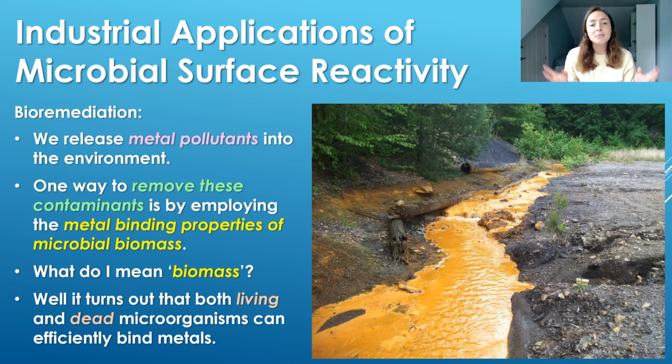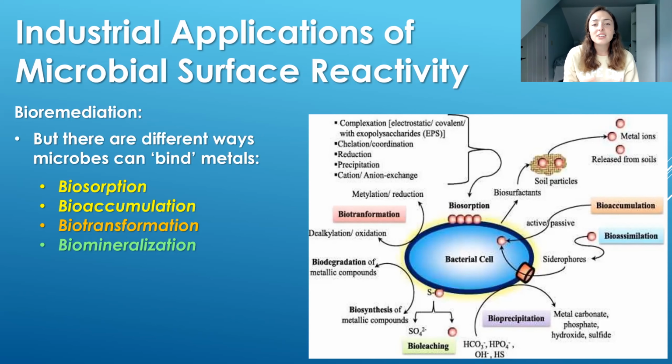But what do I mean by biomass exactly? Well, it turns out that both living and dead microorganisms can efficiently bind metals, and there are several different ways in which microbes can bind these metals. These different ways or mechanisms are sometimes called slightly different names, but in general, the four main categories of ways that microbes bind metals include biosorption, bioaccumulation, biotransformation, and biomineralization.